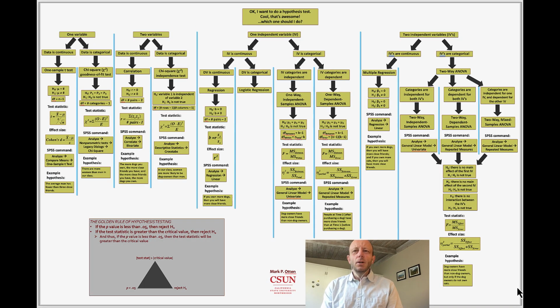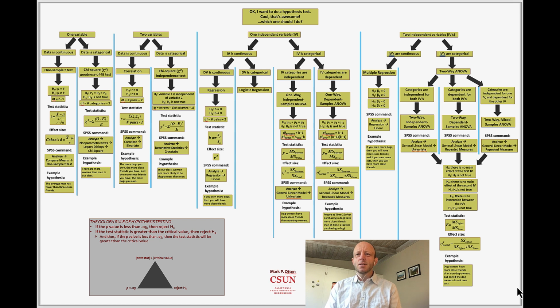All right, so you want to do a hypothesis test. Cool, that's awesome. Which one should you do? There's so many. This decision is so difficult. Okay, well, this roadmap is here. I created it a few years ago to help in this situation and also to bring together the different options that I cover in my statistics class for undergrad, and then also summarize some of the hypothesis details and test statistic details for each one.